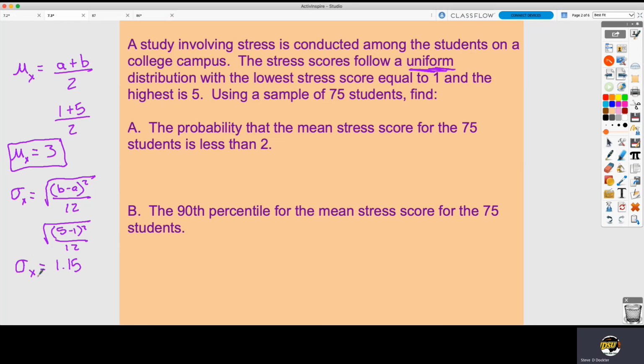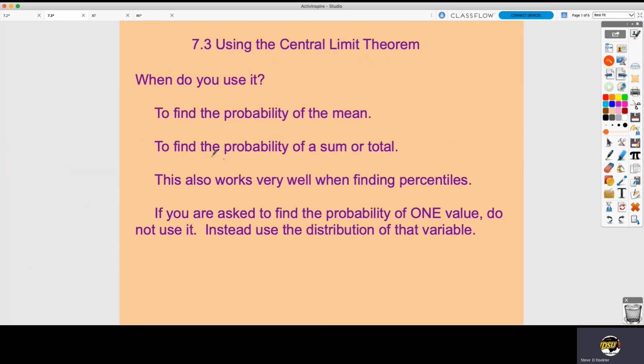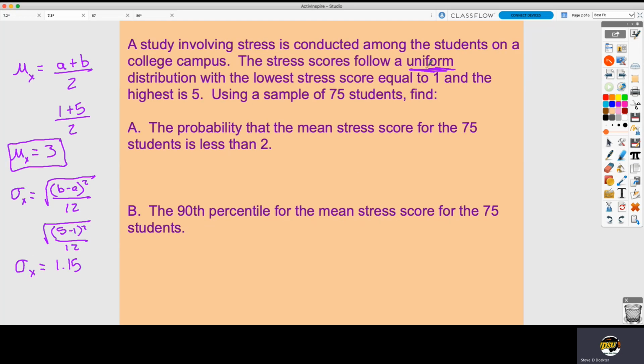Okay, now that was all based off the uniform distribution. From there, now we can go answer the question. Remember what we just talked about: whenever you're trying to find the probability of a mean, the central limit theorem works out really well. But we have to use the right distribution to be able to find our average and our standard deviation when it's not given to us. So just be aware of that.